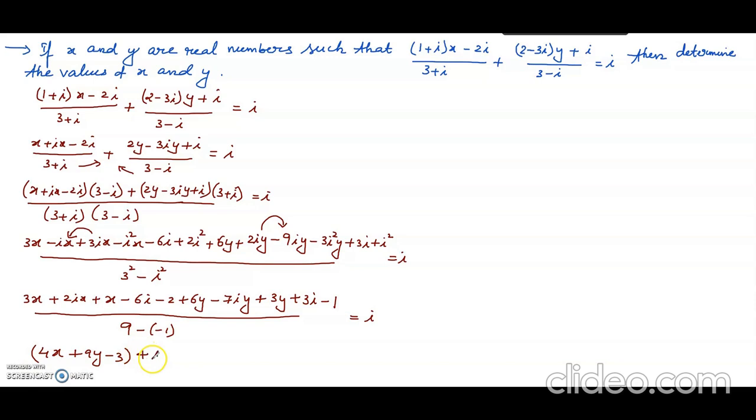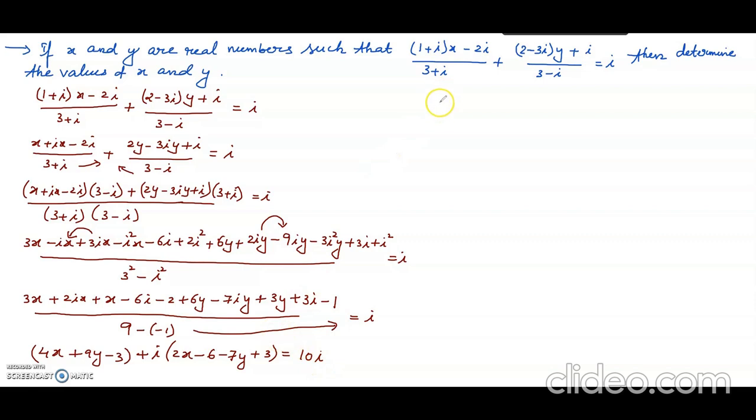Then the other terms with i, let us write down. We have 2x, let us take i common, 2x. Minus 6i, i is taken common, so minus 6. Minus 7iy, i is taken common, so minus 7y. 3i plus 3, we can write i is taken common. So denominator is 9 minus of minus 1, 9 plus 1 becomes 10. 10 we will cross multiply and write this with the right hand side where we have i.